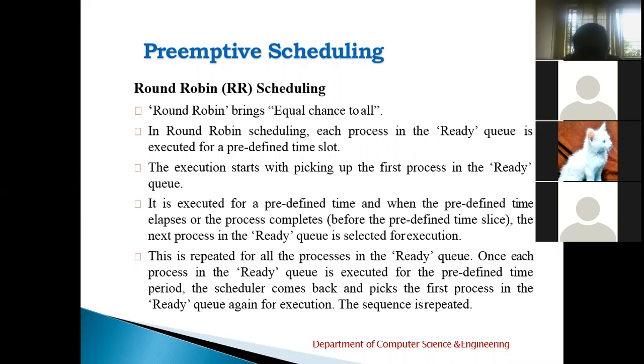Here each one will be given a time slot, right? There will be a fixed time slot. Suppose the first process that has entered has an execution time of 10 milliseconds. Assume it will be given, for example, 2 milliseconds. So 2 milliseconds' first chance will be given, and then the token will be passed to the next process in the queue, right? So this is round robin scheduling.